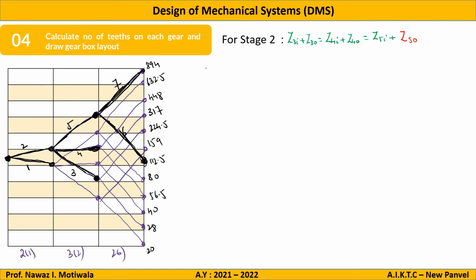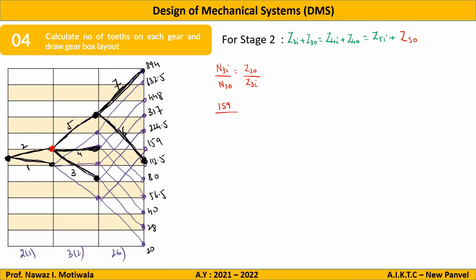So Z3I plus 1.99 Z3I. How did you get 1.99? I need the exact solution. N3I upon N3O is equal to the number of teeth on the output of 3, meaning Z3O divided by Z3I. Perfect. Then what is the value of N3I? That is the input speed of this particular stage. What is the input speed? Sir, 159. Correct, 159.